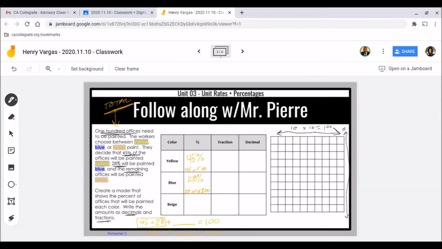I don't know what that unknown number is, but to figure it out, I can use the inverse operation, or the opposite of addition, which is subtraction. And I can just subtract 100 minus 73, and that'll tell me what the unknown number is. 100 minus 73 is equal to 27. So that means this 27 is going to be the number of beige offices. So 27 out of 100 will be beige. And we know also that a percent means out of 100. So if it's 27 out of 100, that means this is going to be 27%.